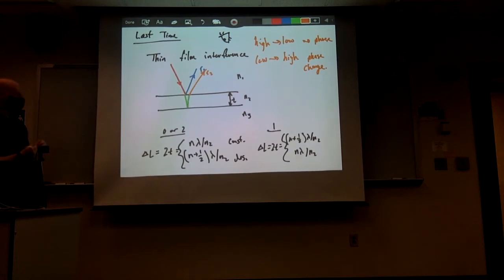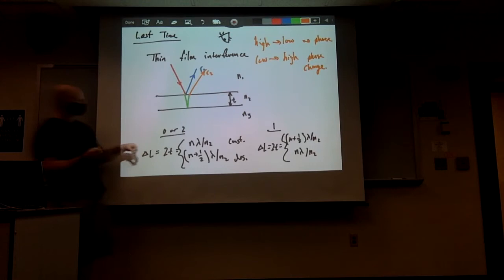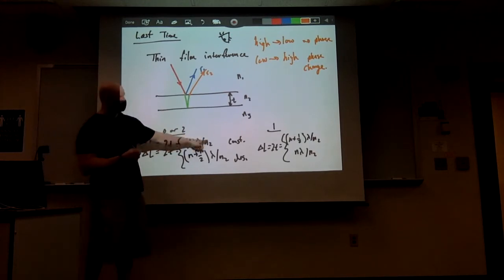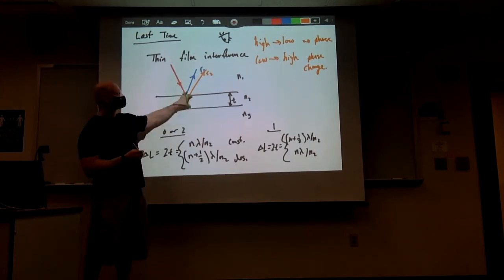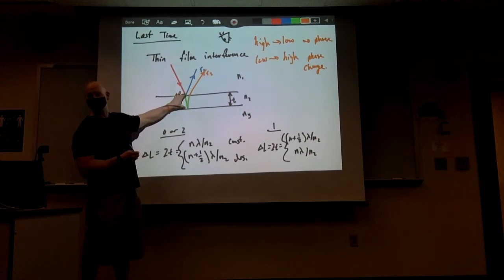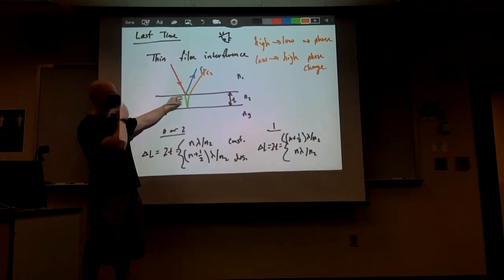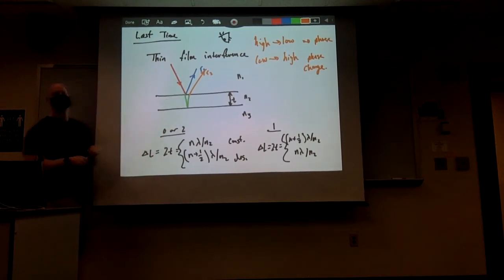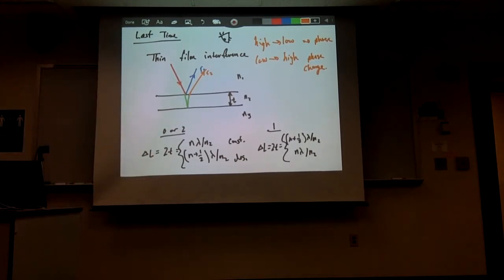And then what I care about is the wavelength inside of the second medium, because this is exactly where the path length difference is occurring, only inside of the second medium, which means that the wavelength is changed by the index of refraction of the second medium. Okay, so this is what we call thin film interference.